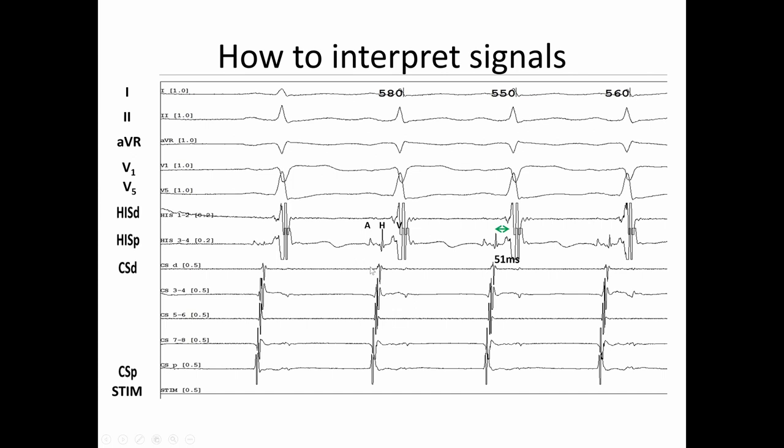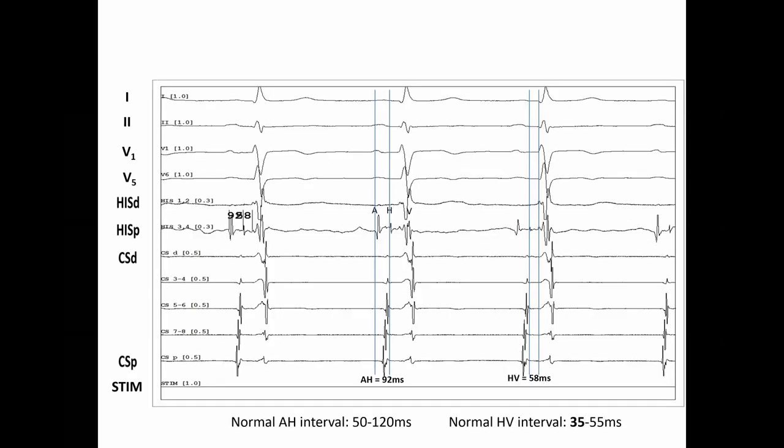And there are three distinct electrograms you can see here on the His catheter. You've got an A signal, a sharp His spike, which is the electrical activity running through the His bundle, through the central fibrous body, and then a V signal on the His catheter as well. And here I've measured out the HV interval, and I've put that at 51 milliseconds, which is within normal limits.